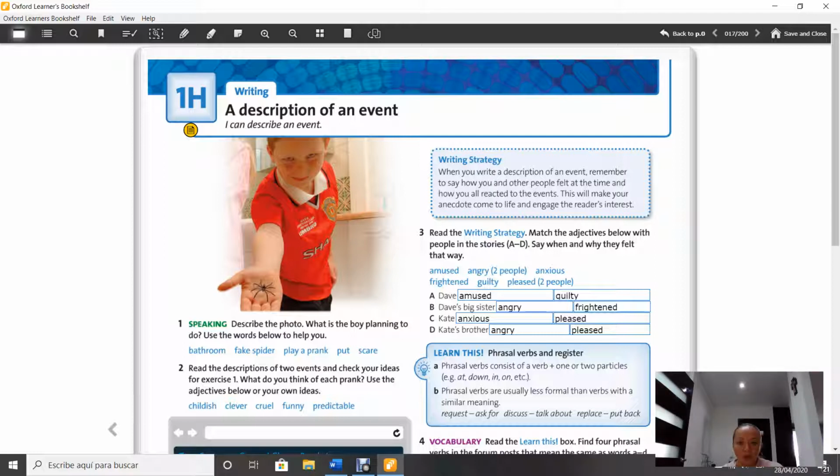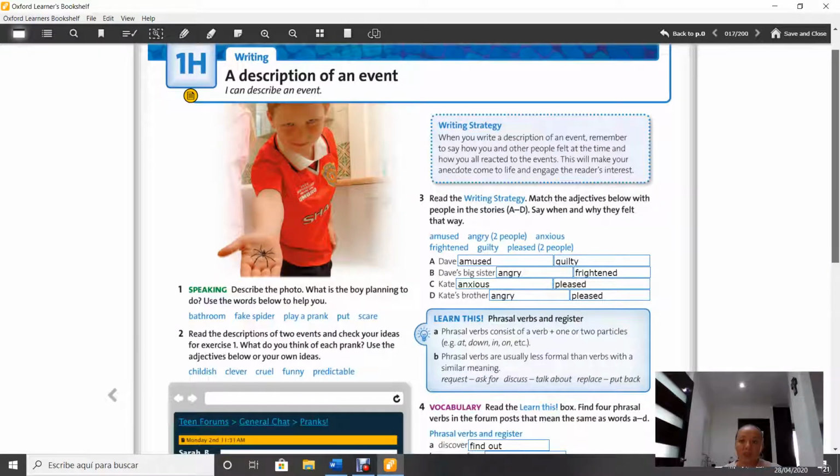Okay? So, here you have the answers, but please try to answer your exercise first, and then as you finish, you can check your answers with my answers, okay? For Dave, we have amused and guilty. From Dave's big sister, angry and frightened. From Kate, anxious and pleased. From Kate's brother, we have angry and pleased.